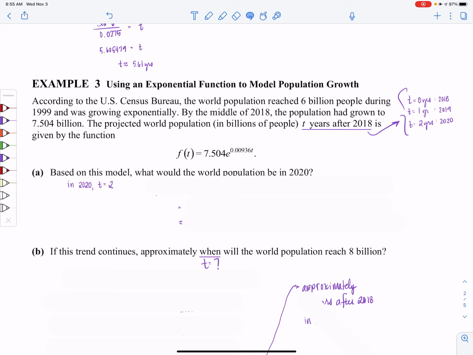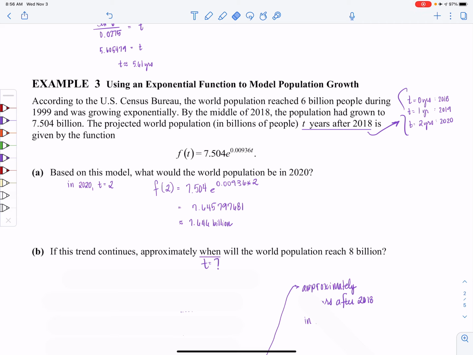And so part A says, based on this model, what would be the world population in 2020? So in this case, my T value is equal to 2. So all I need to do then is simply find f of 2. So we'll plug in 2 for all of my t's. I'll throw that into the calculator and get this decimal.